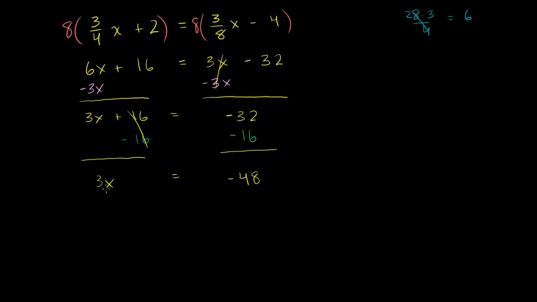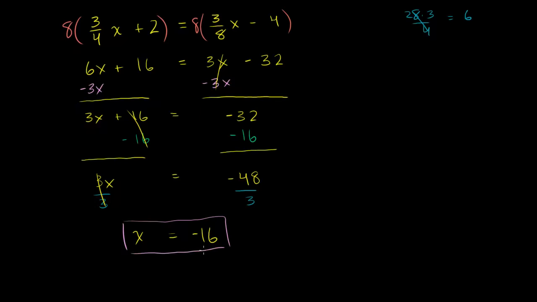To isolate the x, we can just divide both sides of this equation by 3. The left-hand side, 3x divided by 3, is just an x. That was the whole point behind dividing both sides by 3. And the right-hand side, -48 divided by 3 is -16. And we are done. x equals -16 is our solution.